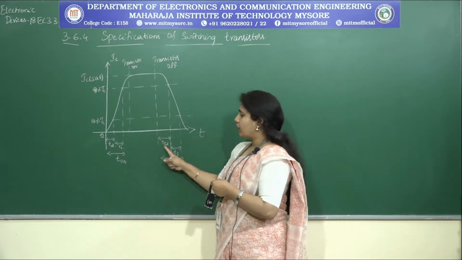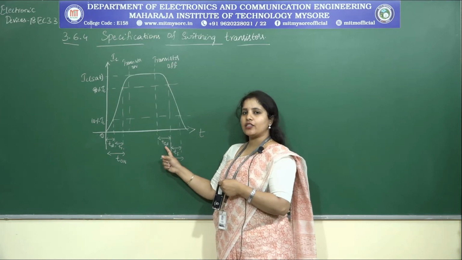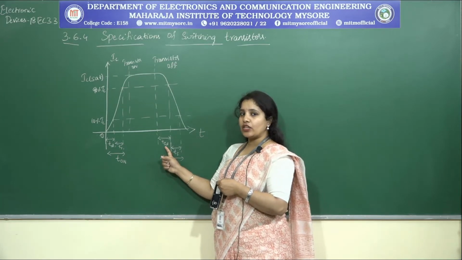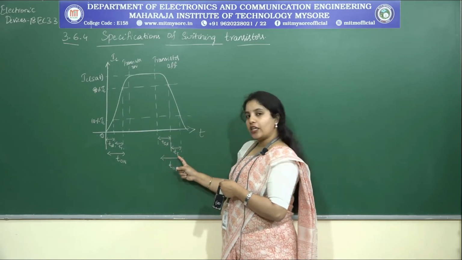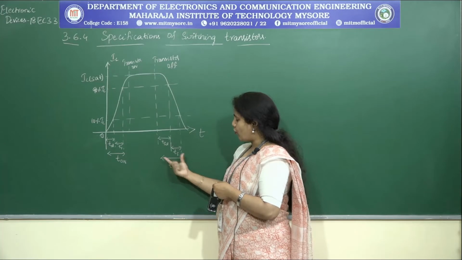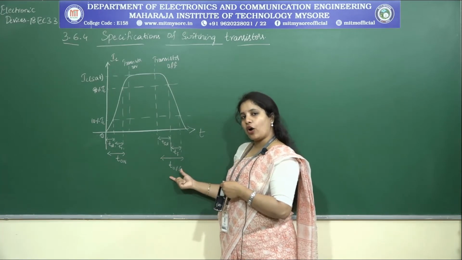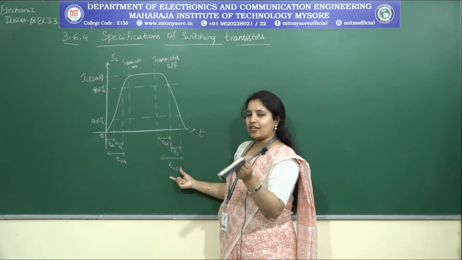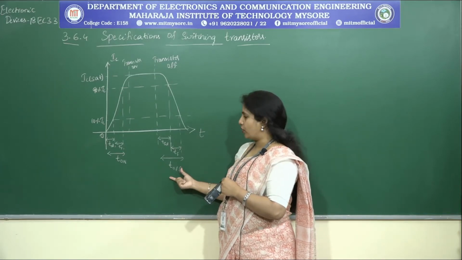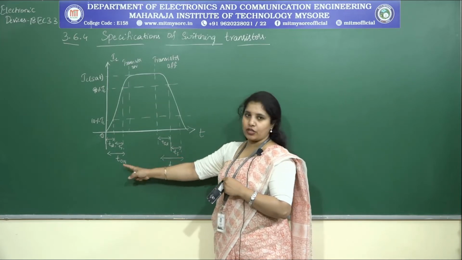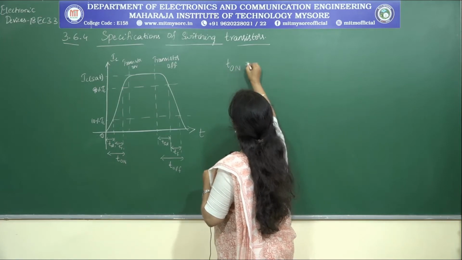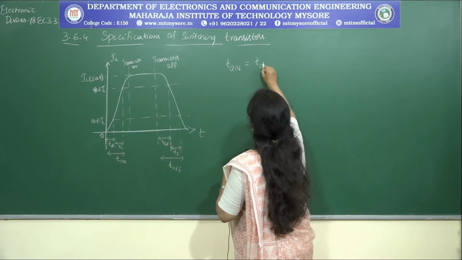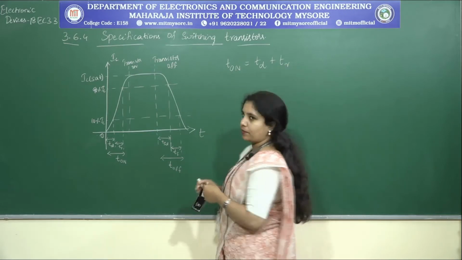Then come the other factors like TSD, which indicates the storage delay time, and the storage delay time we have already come across in the previous session, right? And TF indicates the fall time, and the sum of these two indicates the off time, that is how much time you require for the transistor to come from the saturation region to the cutoff region. If I want to write down the expression for T on, how can I represent it? It is the sum of the delay time and the rise time.